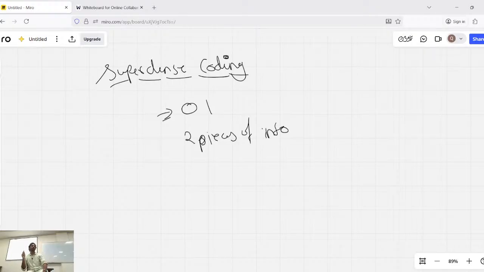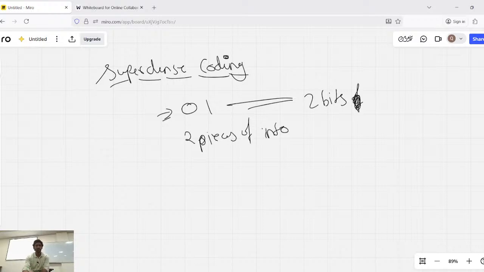So 0 and 1 are two pieces of information. If I want to send two pieces of information through a classical phenomenon, how many bits do I need? I require 2 bits. So in order to send these two pieces of information, I require 2 classical bits.